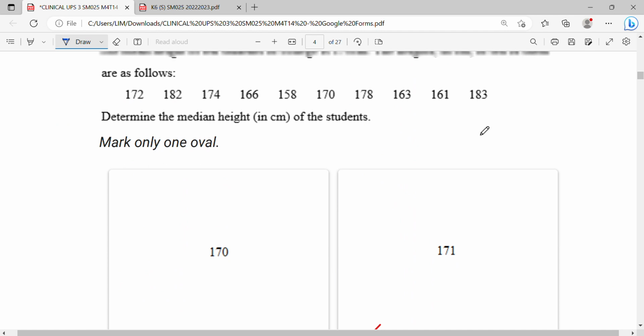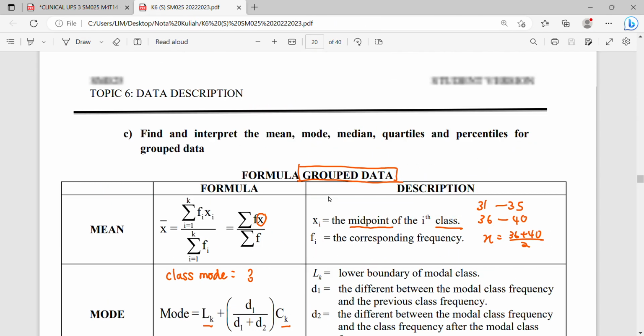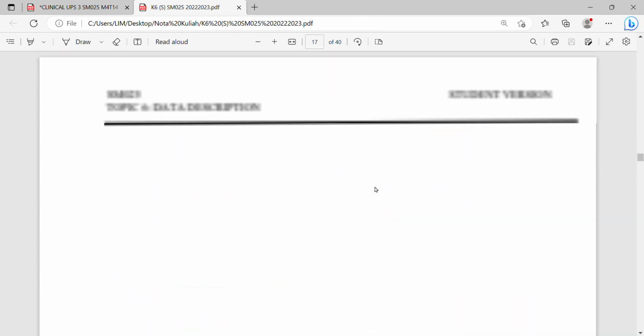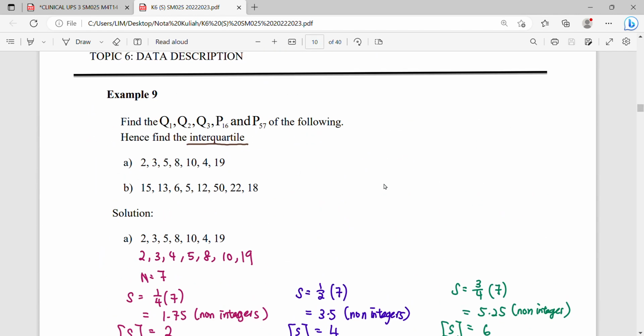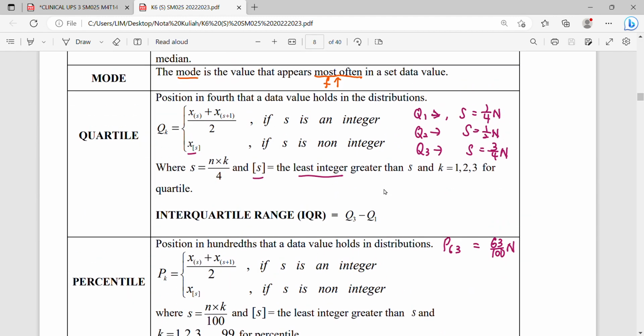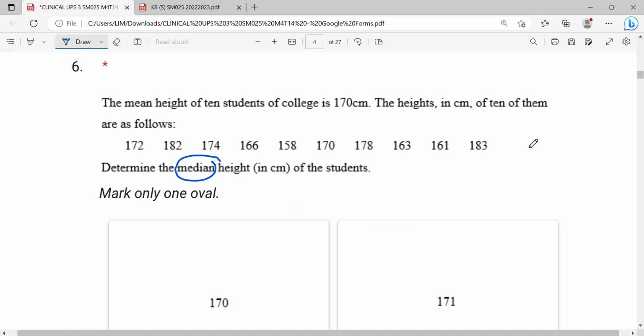Okay, continue. What's here? Is it the same question? No. Number 5 is for median. So 1, 2, 3, 4, 5, 6, 7, 8, 9, 10. This is 10. When you want to find the median, you don't look at the group data formula. You have to look at the formula for ungroup data. So for ungroup data, it depends on whether the location is an integer or not an integer. So first, you have to rearrange from the smallest to the biggest.